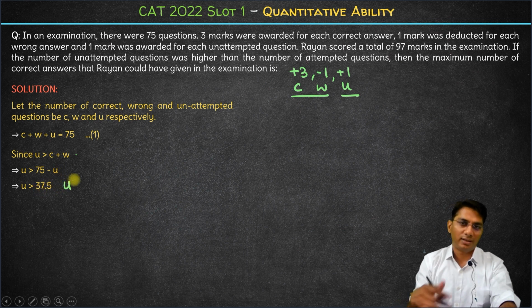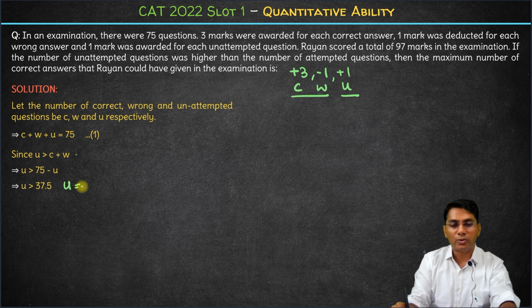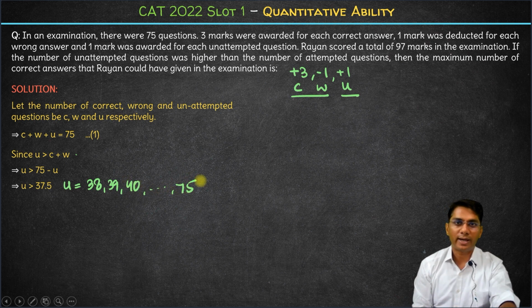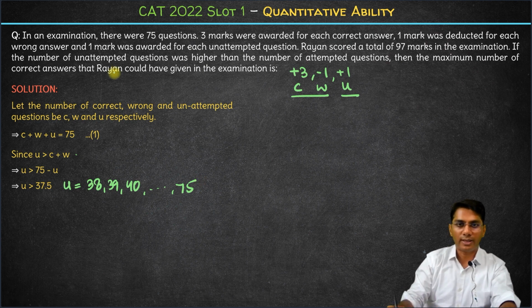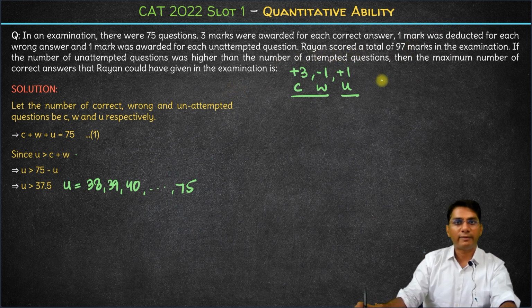So since it is number of questions, it cannot be half, it has to be an integer. So U can be either 38, 39, 40, so on till 75. This can be the number of unattempted questions because unattempted questions has to be higher than the number of attempted questions. Now done. Next is Rayan scored 97 marks in the exam.